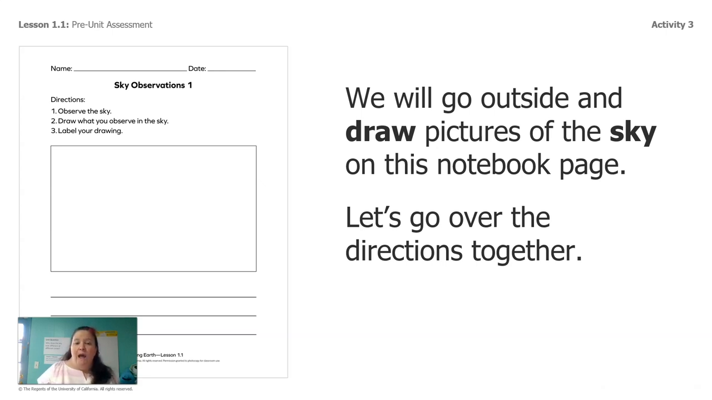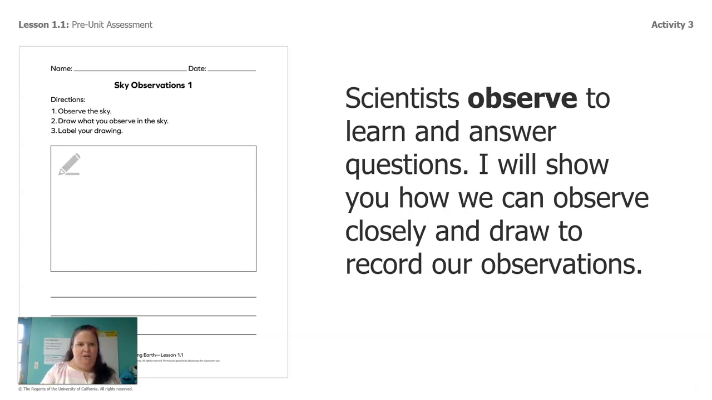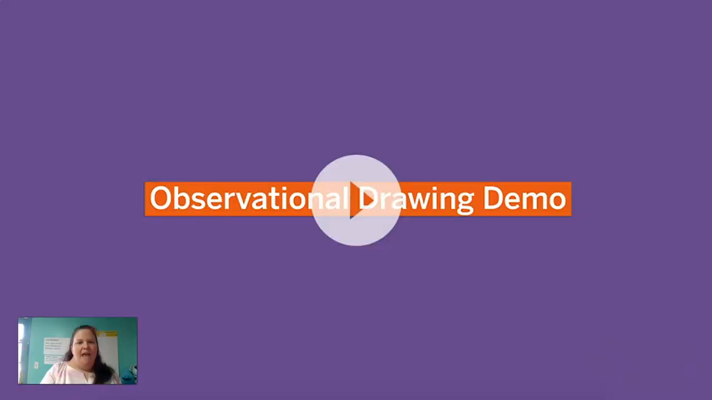We're gonna go outside with permission, of course, okay, and with an adult to go with us, and we're gonna draw a picture of the sky. So let's look at the directions together, okay? So we're gonna make observations. We're gonna go and look closely and draw what we see. And I even have this quick video that's gonna show you some really good practices for how to draw in your page.